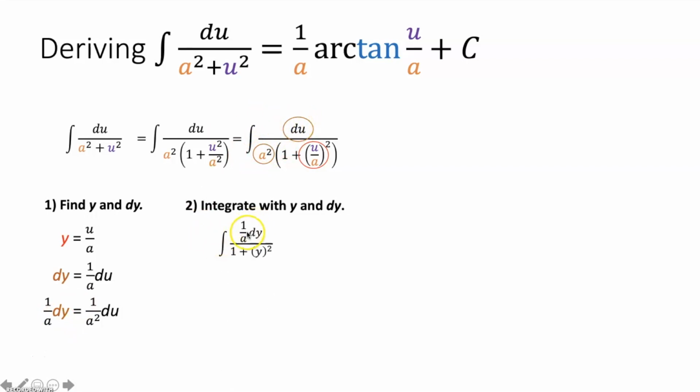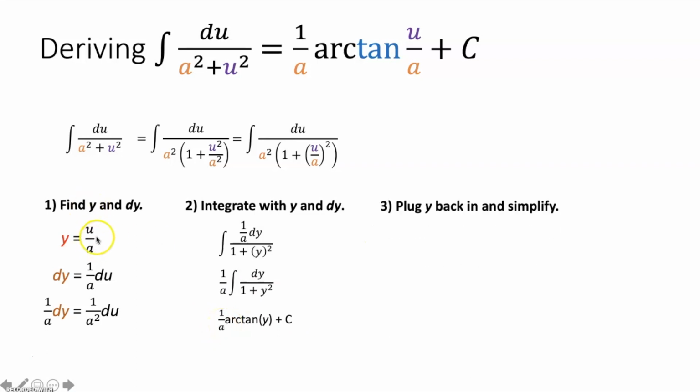Now remember, this 1 over a is just a constant that I can move out front of my integral sign, and now I can integrate this because we said we know what the integral of dy over 1 plus y squared is, right? It's arctan of y plus c. We multiply that 1 over a on, and now all we have to do is take whatever we set y equal to, plug it back in for y here, and we've derived this formula that we have for the integral of du over a squared plus u squared.